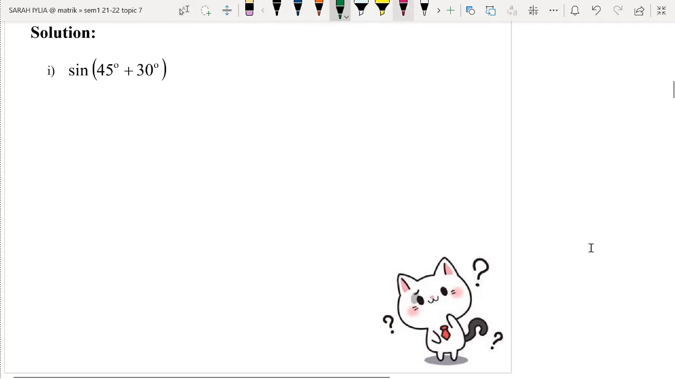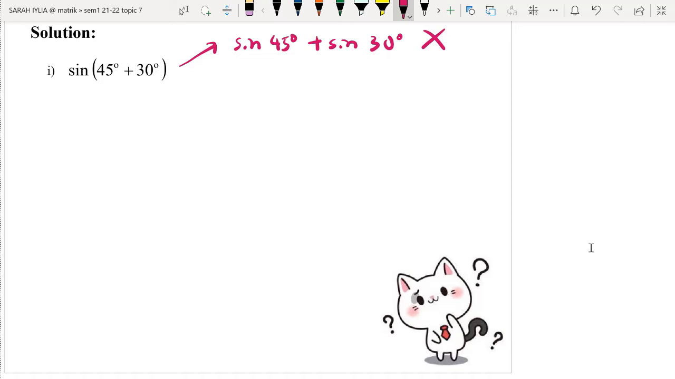First, konsep yang selalu sangat orang akan salah, dia buka seperti biasa, jadi sin 45 plus sin 30. Ini totally wrong konsep. Kalau awak buat macam ni, awak confirm kosong. Tak boleh langsung. So, remember our compound angle just now. The first angle we treat it as A, second angle would be B.